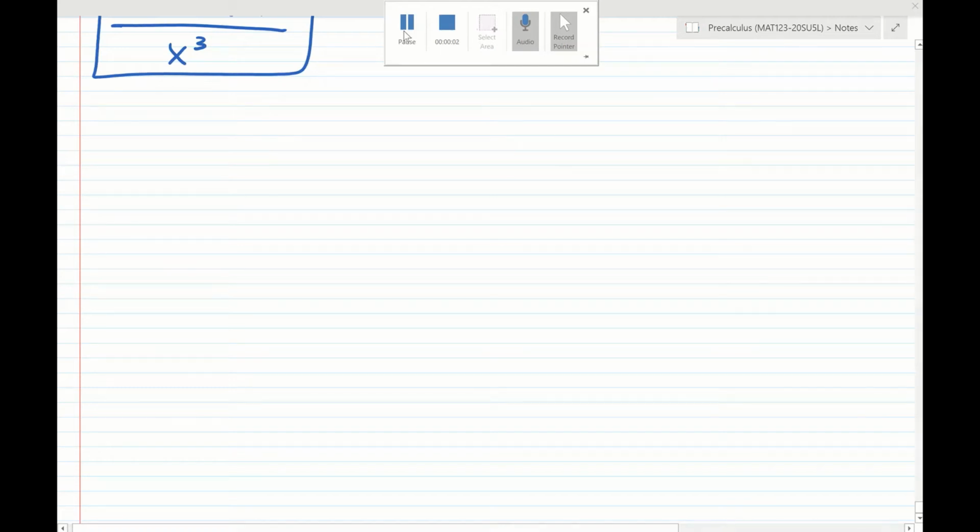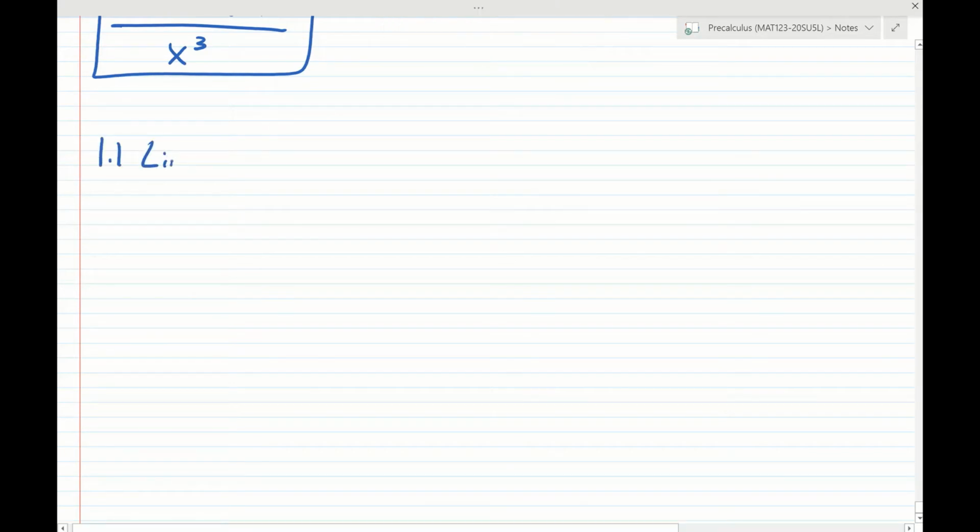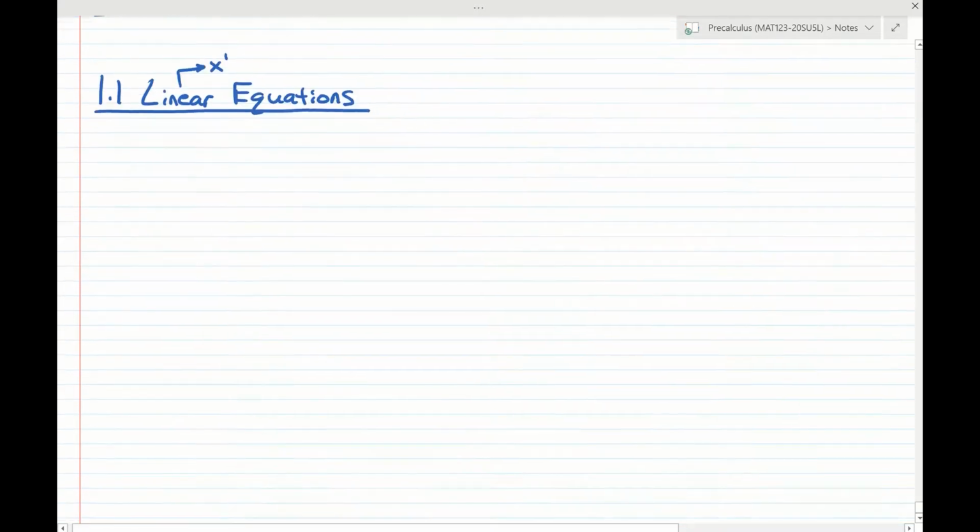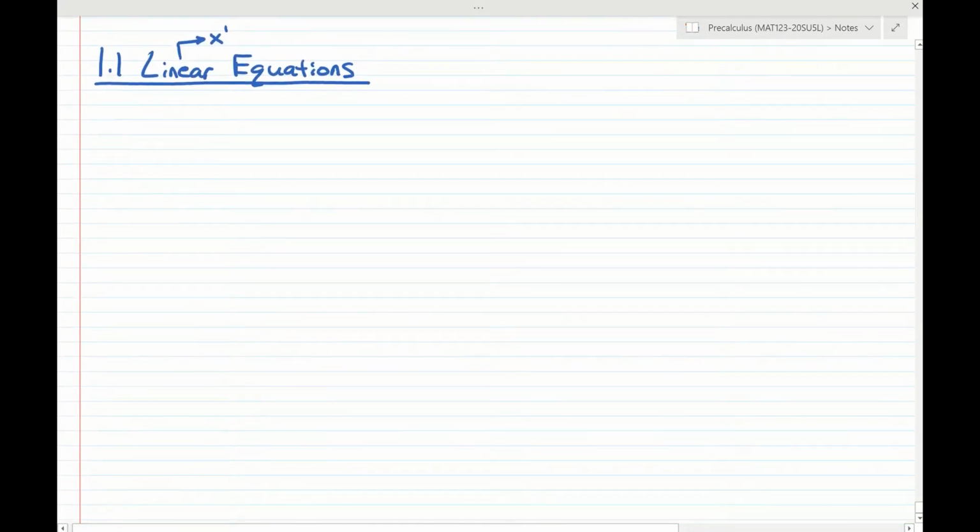Section 1.1, we're going to learn about what are called linear equations. When we're talking about linear equations, if you remember back to our chart that we made about polynomials, linear just means the highest power of x is 1, so x to the first. There are quadratic equations with the highest power of x being 2, cubic where x is 3, but for this section we'll just be talking about equations with the highest power of x as 1.